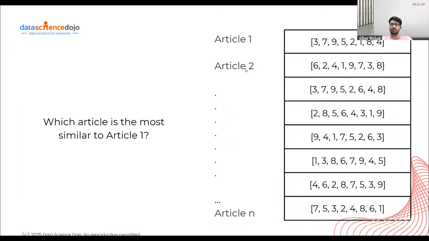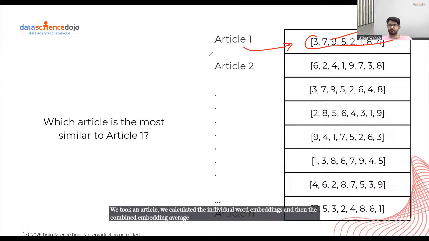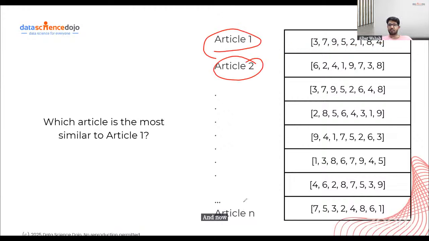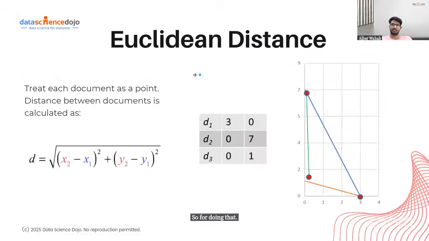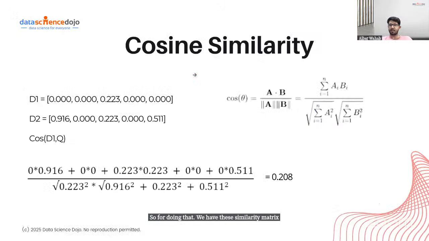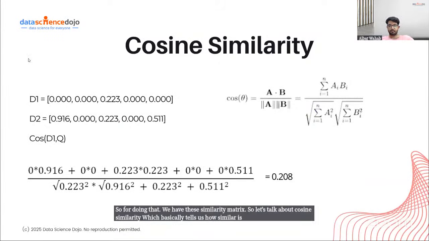Now, how does converting documents into these embeddings help us? It lets us apply a lot of different machine learning algorithms. For starters, we can see which article is most similar to another article. We took an article, we calculated the individual word embeddings, and then the combined average embedding, and it looks something like this. And now I want to see which other article this is the most similar to. For doing that, we have similarity metrics. So let's talk about cosine similarity, which basically tells us how similar one document is to another.